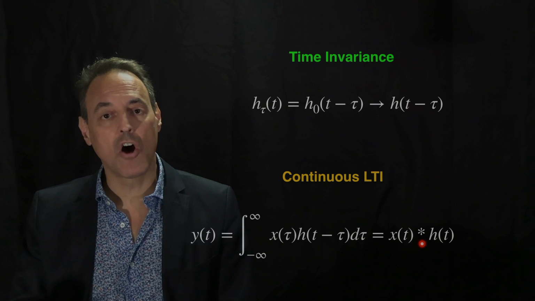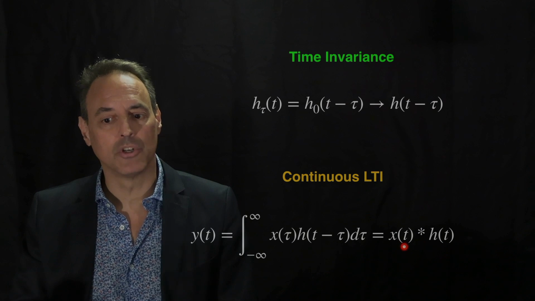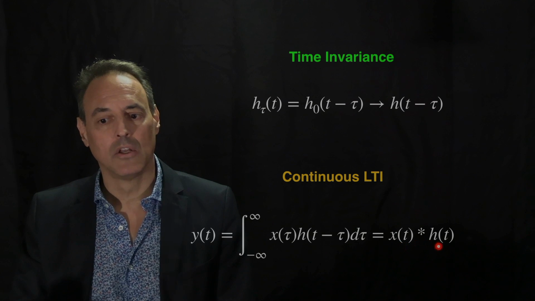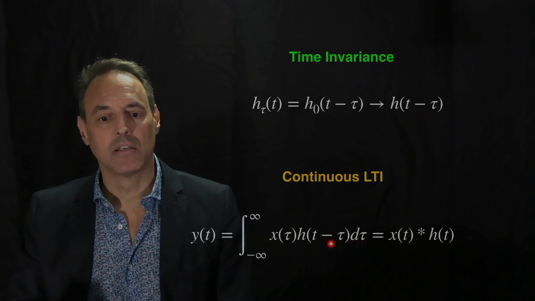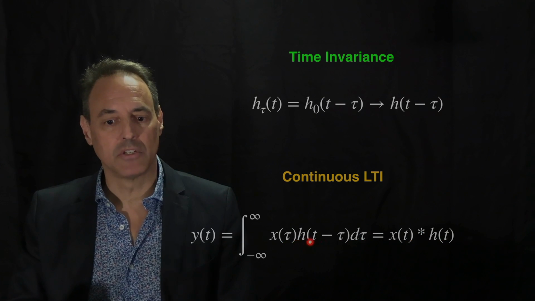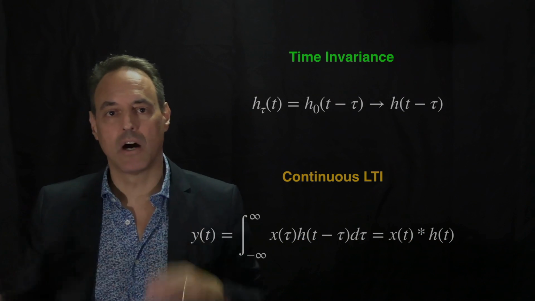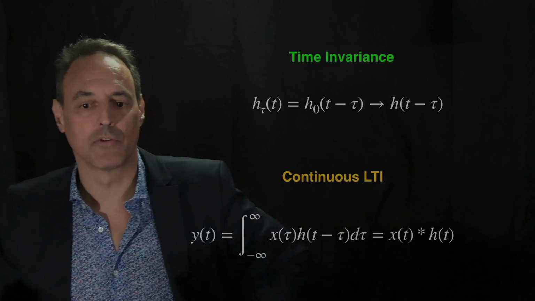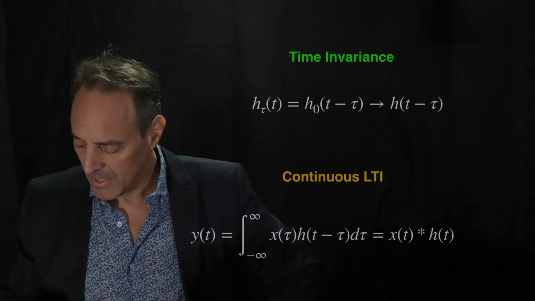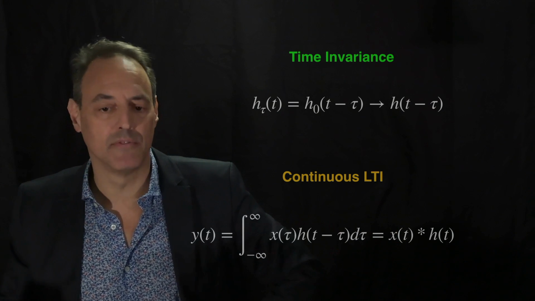So this star represents convolution. It means take this function x of t and y of t, and integrate them against each other with this offset of time, where you integrate across each other this way. That is the response of the system.